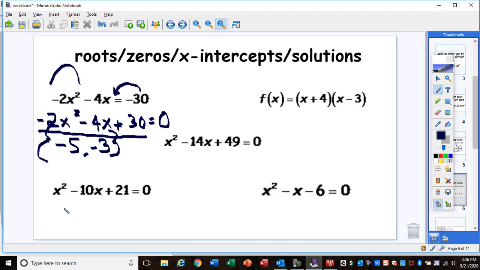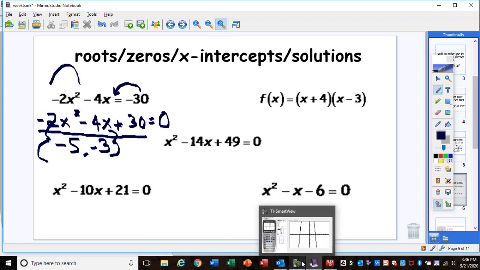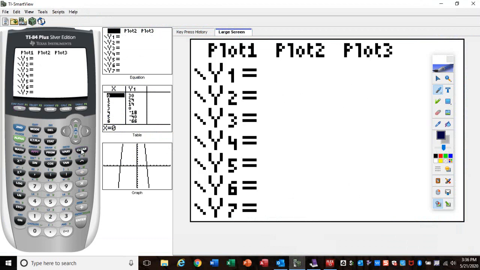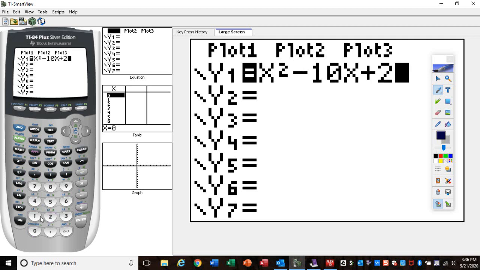All right, doesn't matter which one we do next. I'll just do this one. This one's already ready for the calculator. Again, I'm going to keep moving with the video. You might want to just try it. It's very easy, but you might want to just try it. It is x squared minus 10x plus 21.